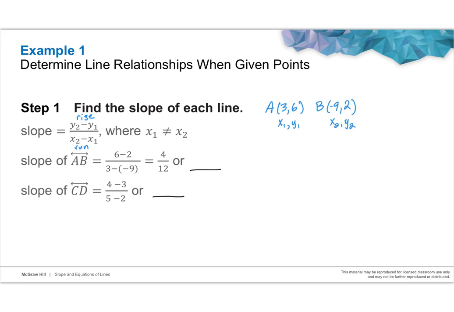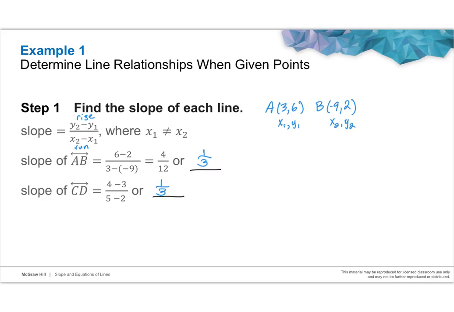So 6 minus 2 is the difference in our y coordinates, and 3 minus -9, which becomes 4 over 12. Or if we simplify that, we get 1/3. Now, if we find the slope of CD, and again, you can go ahead and write those points down and put the subscripts underneath there for x1, y1, x2, y2 with those labels. The slope of CD is going to be 4 minus 3 over 5 minus 2, or also 1/3.